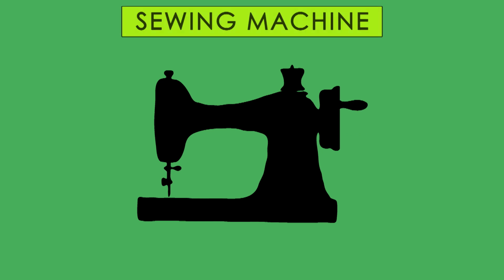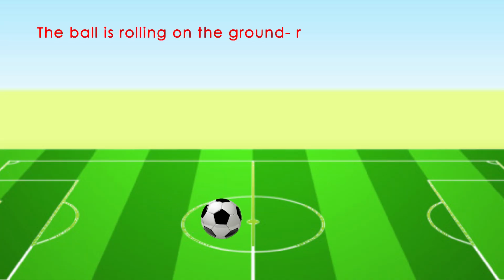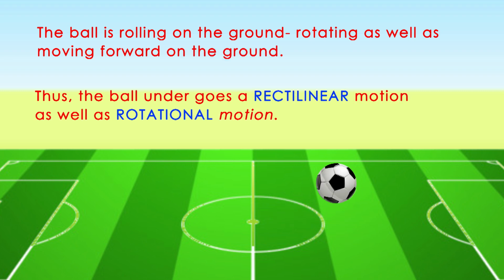Have you ever observed the working of a sewing machine? You must have observed that it remains at the same location while its wheels move in a circular motion. It also has a needle that moves up and down continuously, as long as the wheel rotates, isn't it? This needle is undergoing a periodic motion. Have you observed closely the motion of a ball on a ground? Here, the ball is rolling on the ground, rotating in itself as well as moving forward on the ground. Thus, the ball undergoes a rectilinear motion as well as rotational motion.